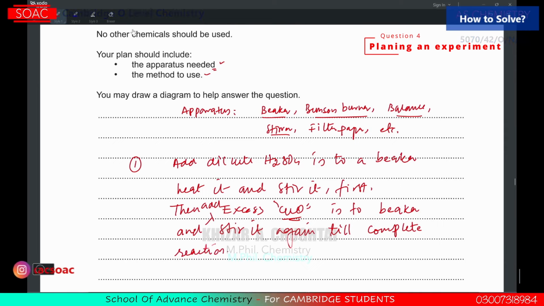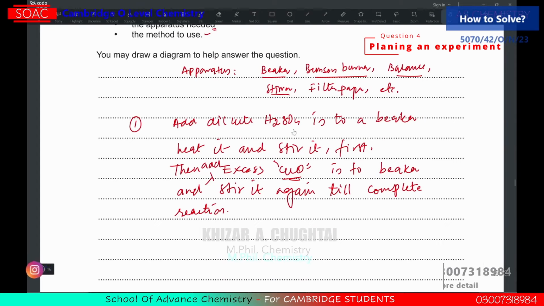You can say that there are basically two major points. I have written it here. Number 1, add this liquid, dilute sulfuric acid H2SO4, heat it, stir it. Then I'm going to add copper 2 oxide into that beaker, into that sulfuric acid. Again, I'm going to stir it to ensure the completion of the reaction. Then I will filter out the excess or unreacted CuO from the solution.